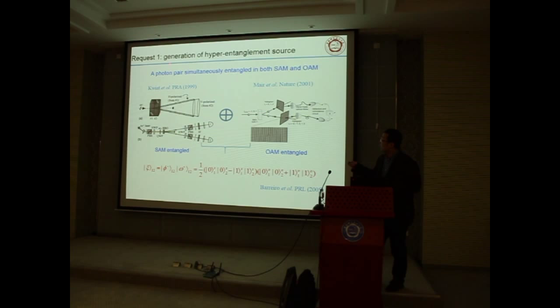Requirement one, hyperentangled photon pairs. This can be done by polarization entanglement with type 1 crystals, and in type 1, the OAM is conserved. So type 1 could also be used to generate OAM entangled photon pairs. So two adjacent type 1 BBO crystals can be used to generate hyperentangled photon pairs.